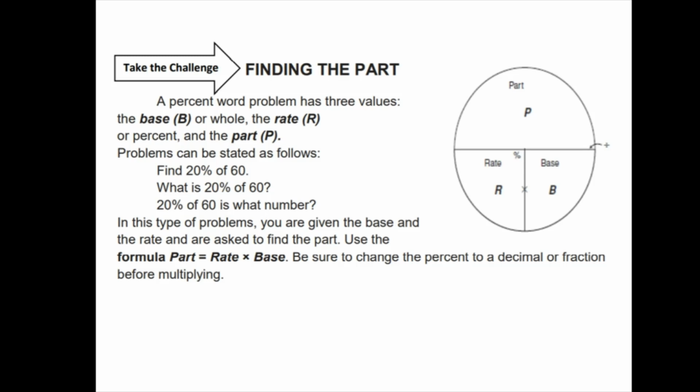Okay, moving on. So now we are in the application of what we have learned about converting decimal to fraction, fraction to decimal, decimal to percent, fraction to percent, and vice versa. So the first application is finding the part. A percent word problem has three values: the base B or whole, the rate R or percent, and the part P.